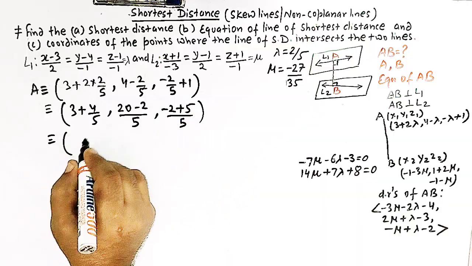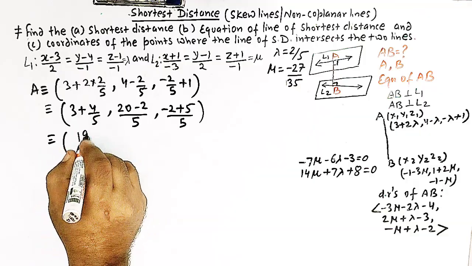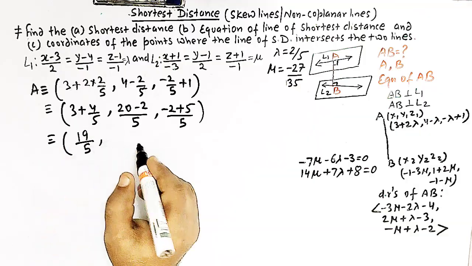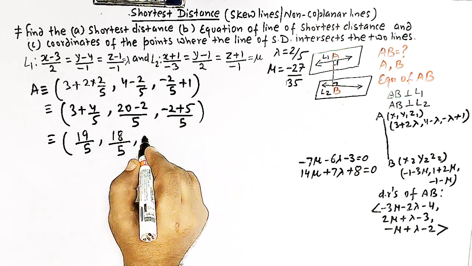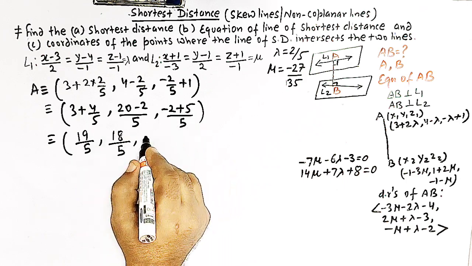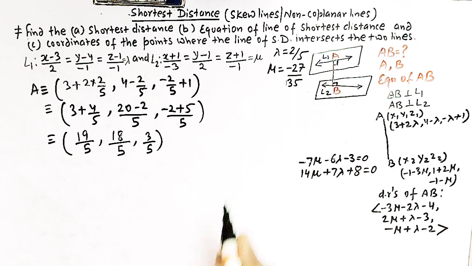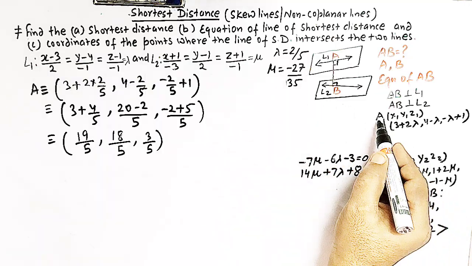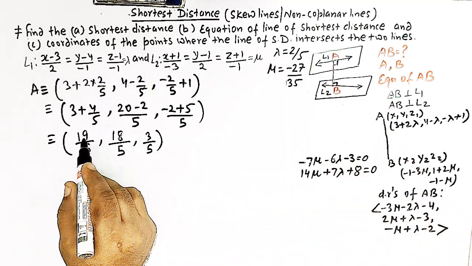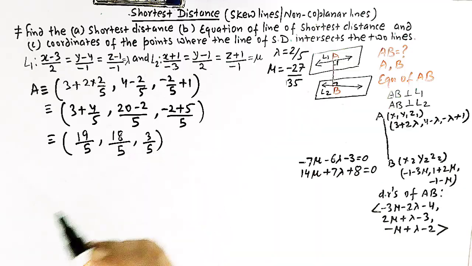So we have now 5 times 3 is 15, 15 plus 4 is 19, so 19 over 5. Here we have 18 over 5, and here we have 5 minus 2 is 3, so 3 over 5, right? So using the value of lambda equal to 2 over 5, the coordinates of the point A are given by 19 over 5, 18 over 5, and 3 over 5.